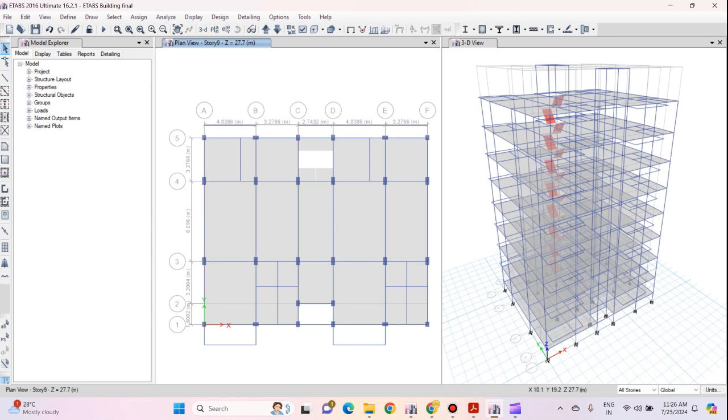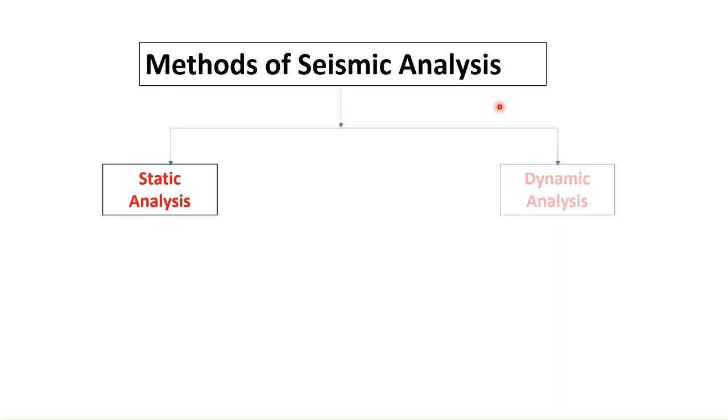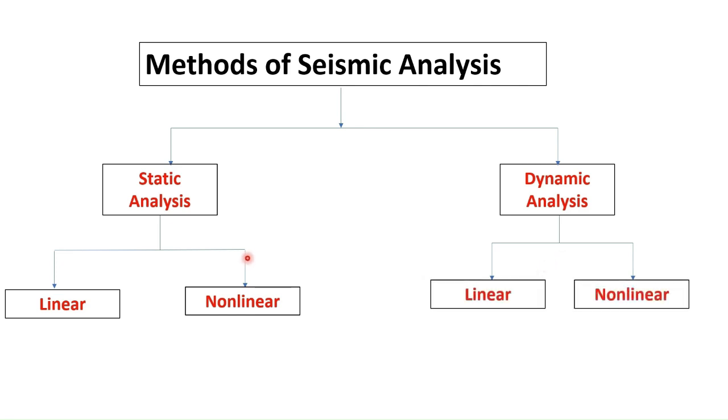Let's get started. In order to perform the seismic analysis, there are two different methods. First is the static analysis method and the next one is the dynamic analysis method. The meaning of static analysis is that whatever earthquake loads we apply onto our structure will be static. That means they will not vary with time. However, in the dynamic analysis, the loads will vary with time. In the static analysis, we have two different methods, linear and non-linear, and again in the dynamic analysis we have linear and non-linear methods as well.